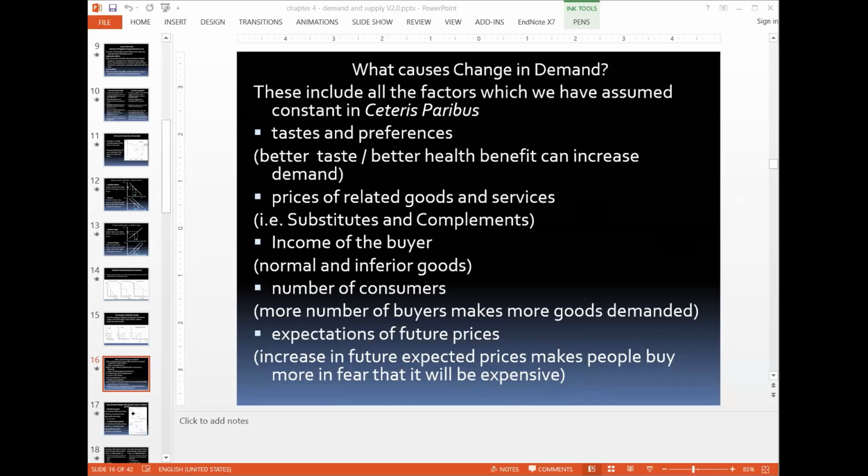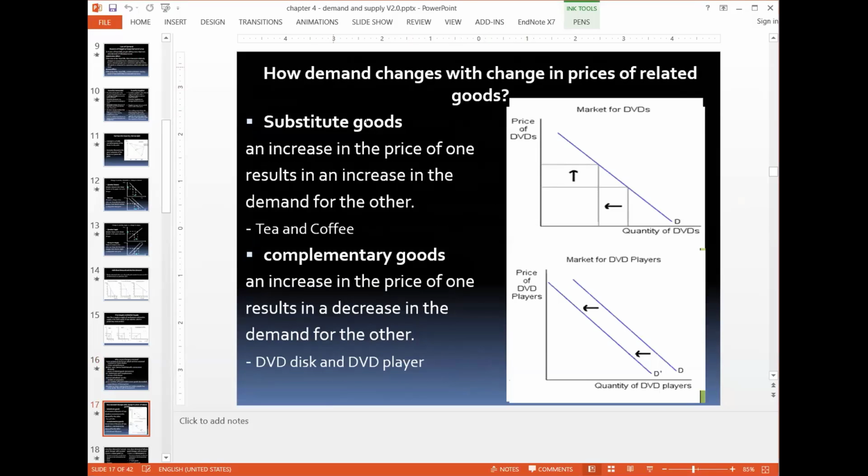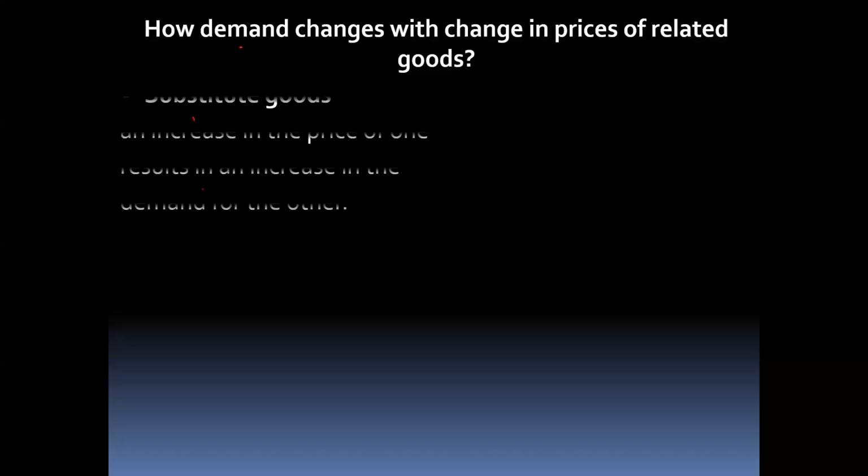So for example, here the effect of related goods are shown in detail. So what will happen if they are substitute goods? So if they are substitute goods like DVD and DVD player, okay, let me show it in an animation because the graph is changing in the animation. Let it open.